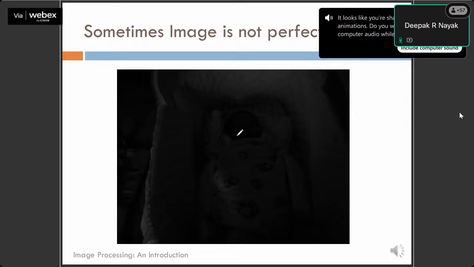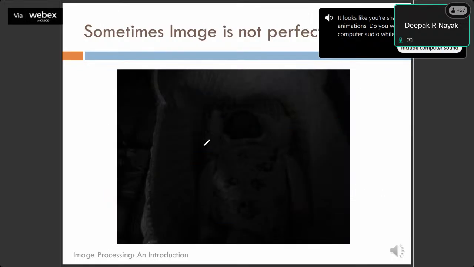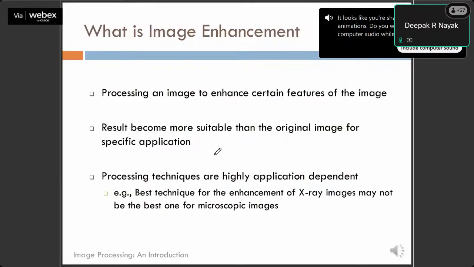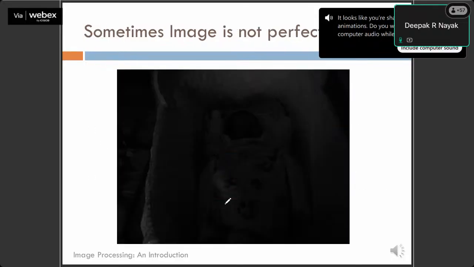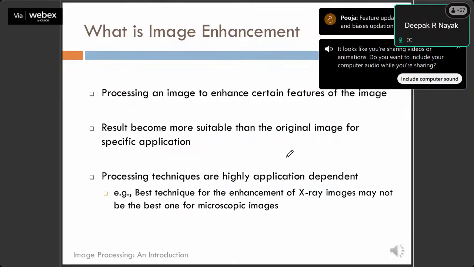Fine. So the goal is very simple. I'll go a little bit fast. In image enhancement, as I mentioned, we want to enhance the quality of the image so that the result becomes more suitable than the original image, right? But this traditional processing technique, what we will discuss today, is application dependent. What do I mean by application dependent here? It means that the kind of algorithm which you have chosen for this picture may not work well on another type of image, maybe on a medical image, right? So we'll discuss later on.